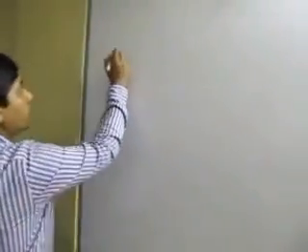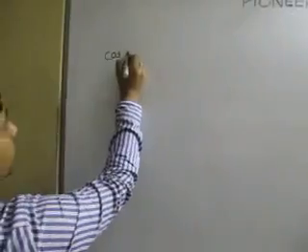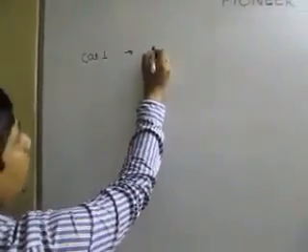Now let's discuss the last two digits of any expansion. We'll categorize it. Category 1 we'll discuss when a number ends with 1.